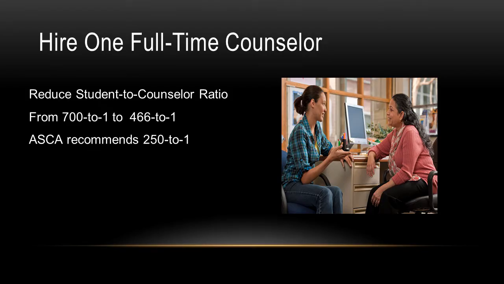The first recommendation that I would make for John Glenn Middle School would be to reduce their student to counselor ratio by hiring 1 full-time counselor. Right now their ratio is 700 to 1, and that would help to reduce it to 466 to 1. Still not what the American School Counselor Association recommends, which is 250 to 1, but it would be much better at 466.